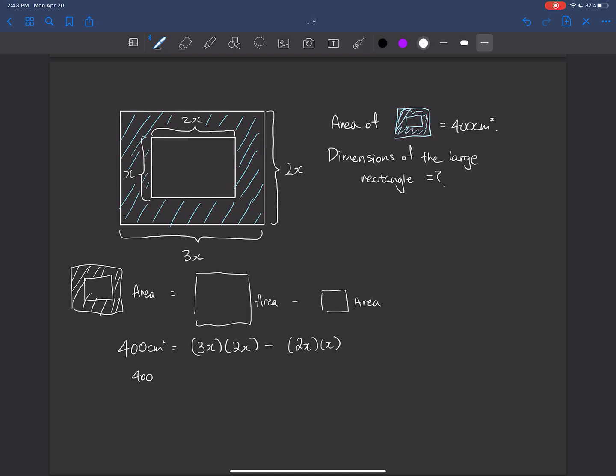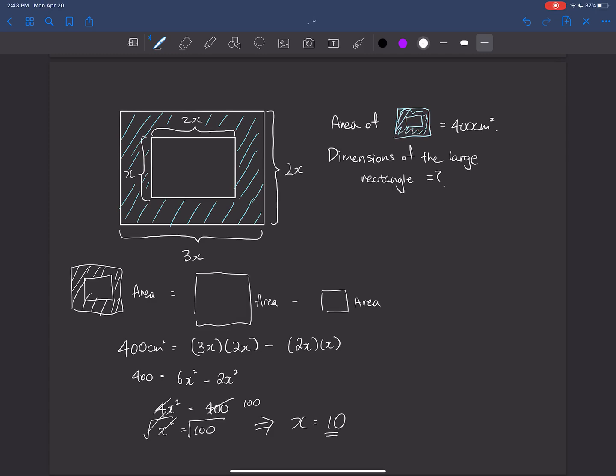Okay, so 400 is equal to 3x times 2x, which is 6x squared, minus 2x times x, which is 2x squared. So then we have 4x squared is equal to 400. Then if we isolate the x, let's divide both sides by 4. So x squared is 100, and let's square root both sides. Then the square root and the square cancel. So we have x is equal to 10.